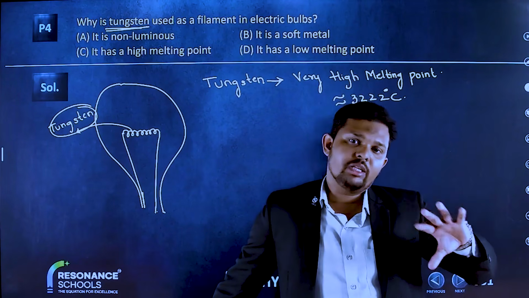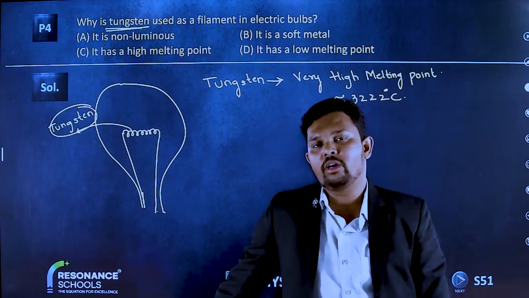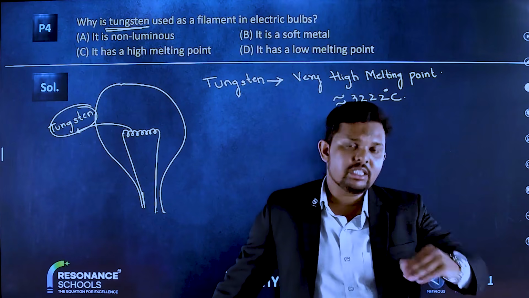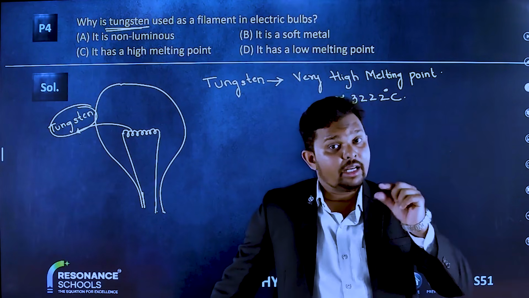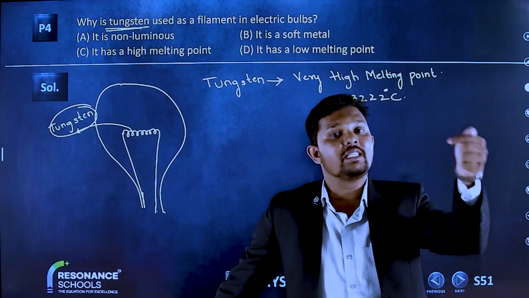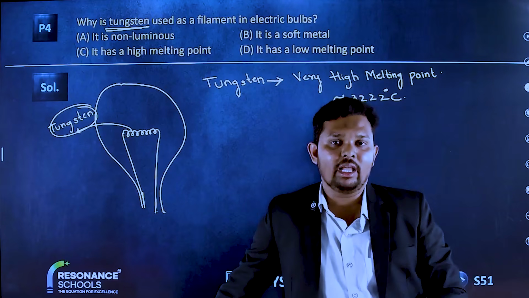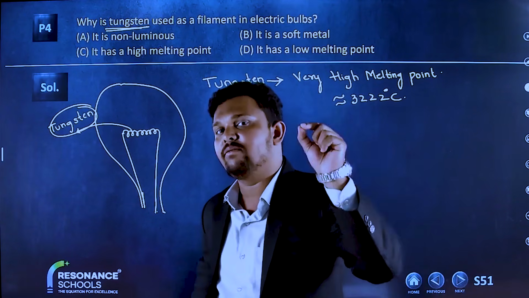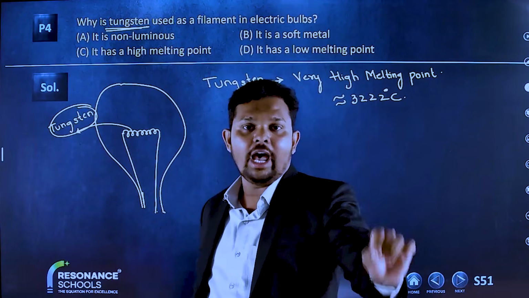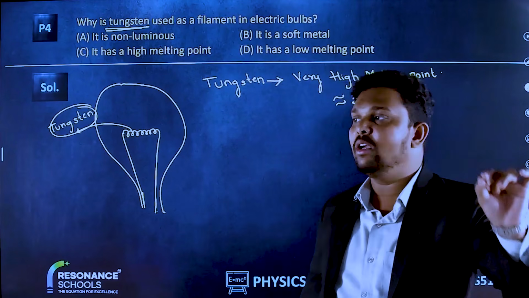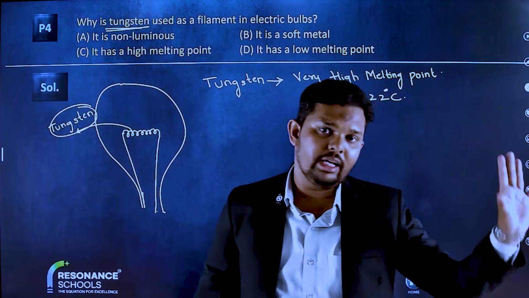In case of a solid or any element, when we start heating it, instead of boiling we say melting. Any element or metal, we take it as melting. And tungsten is a filament or element which has a melting point of nearly or around 3200 degrees Celsius.